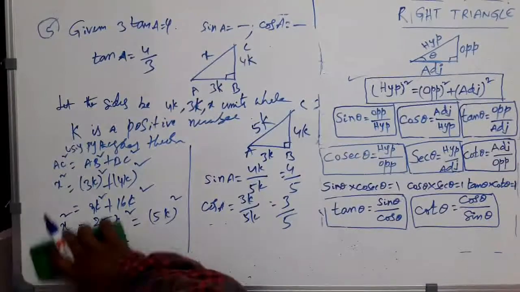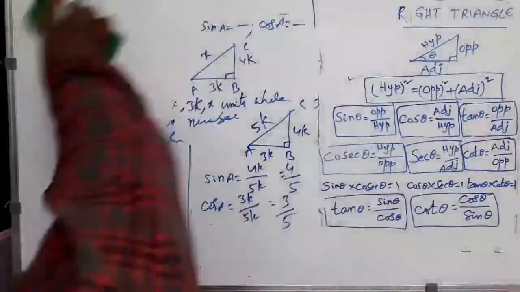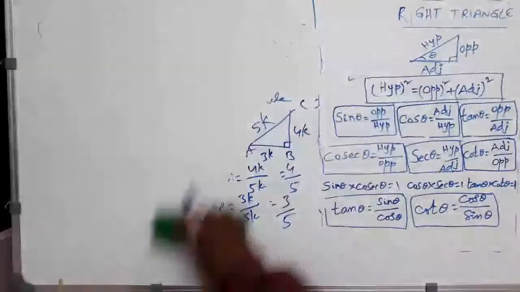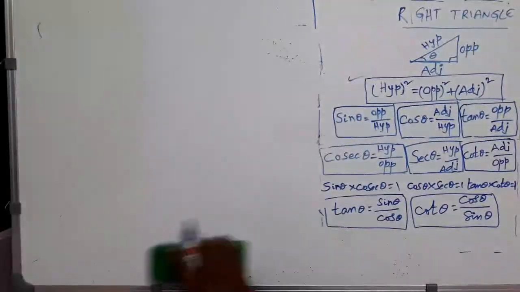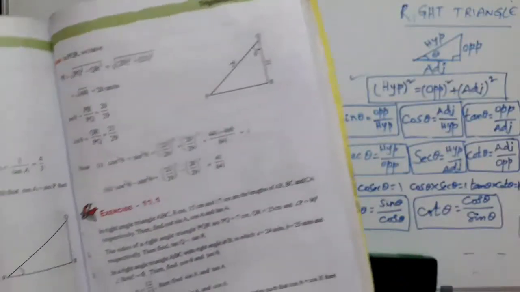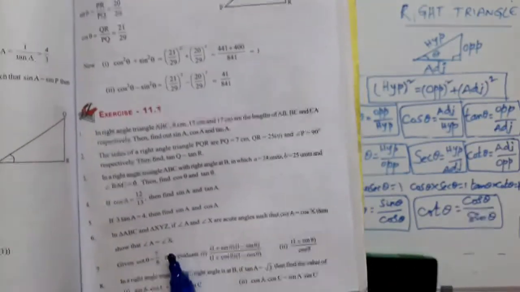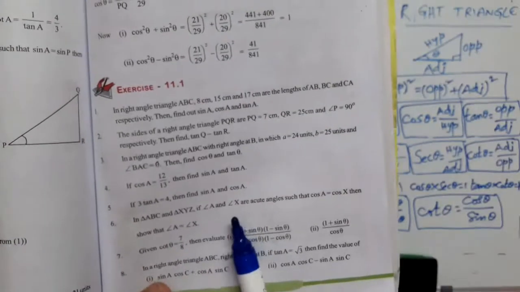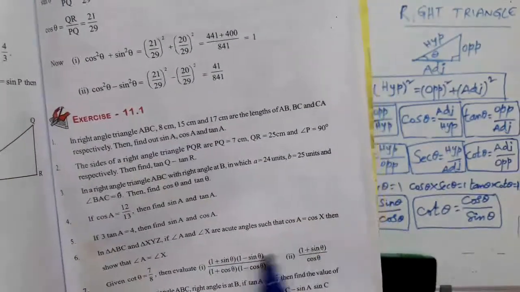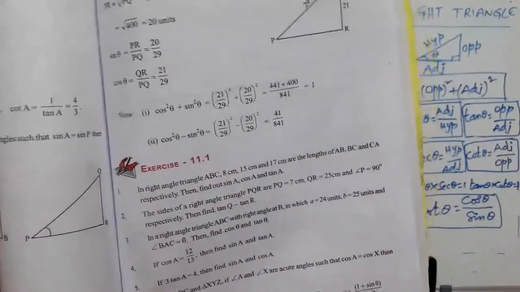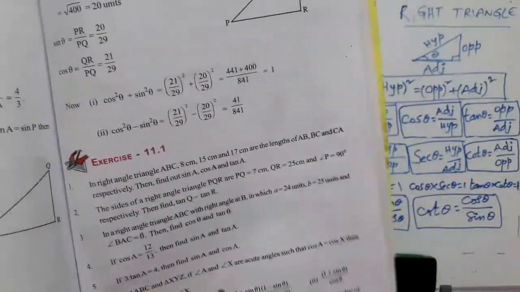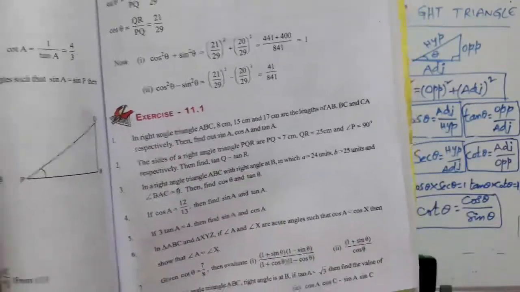Now let us see the next question. Question number 6: in triangle ABC and triangle XYZ, if angle A is equal to angle X, acute angles such that cos A is equal to cos X, then show that angle A equals angle X. This is a bit lengthy question. We will see this question at the end of this exercise. Let us see question number 7 now.